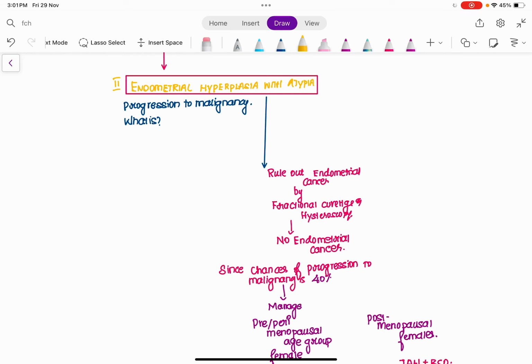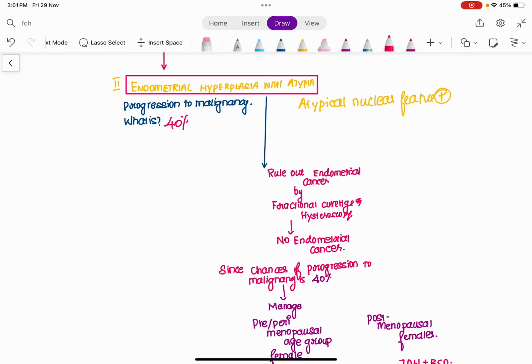That is proliferation of the uterine glands in the ratio of more than 1:3, and in this case, the atypical nuclear features or atypical cells are present. So you can take it as atypical nuclear features are present. Since the atypical nuclear features are present, the chances of progression to malignancy are much more when compared to endometrial hyperplasia without atypia. How much is the probability? It is around 40% risk of progression to malignancy.